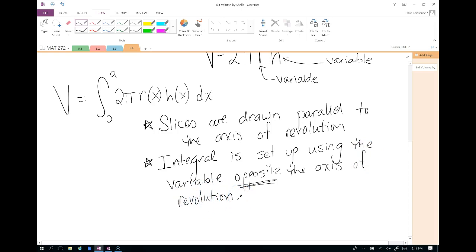And when I say opposite, our only choices are x and y. So same means x and x. Opposite means if you're going around y, use x. If you're going around x, use y. So these are two main differences that we're going to see with the shell method, besides just the formula being a little bit different.